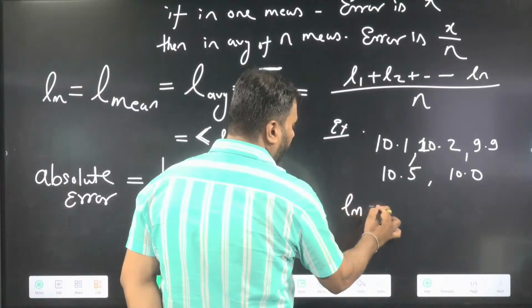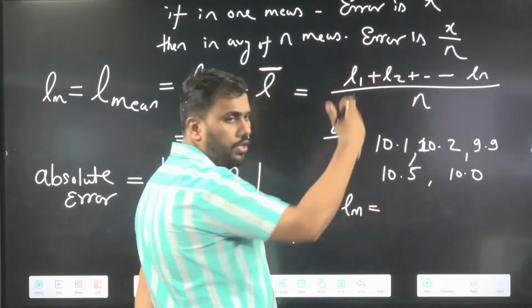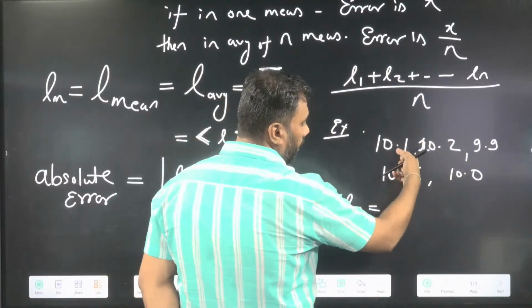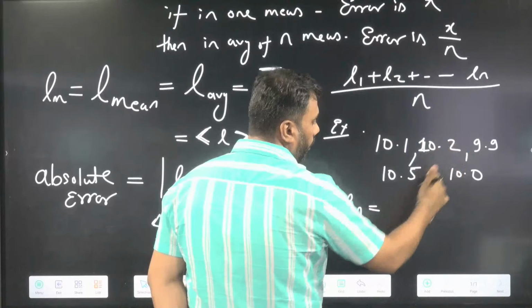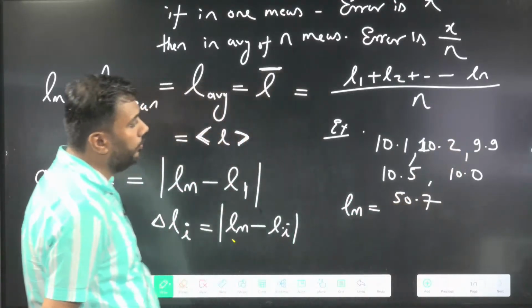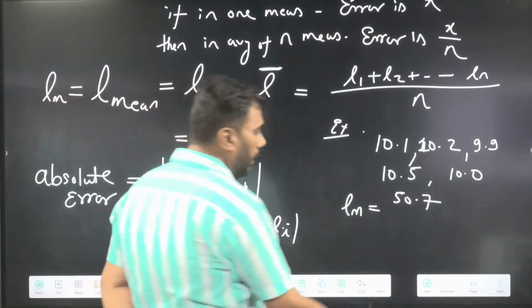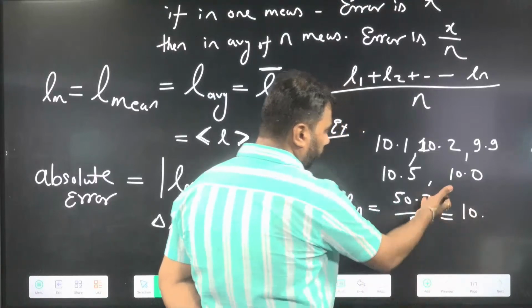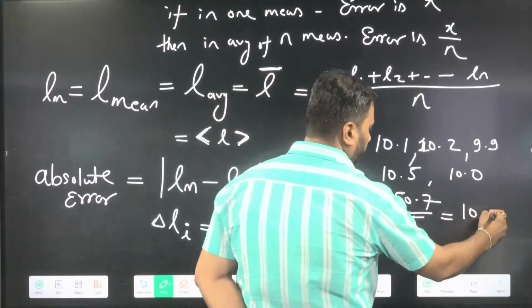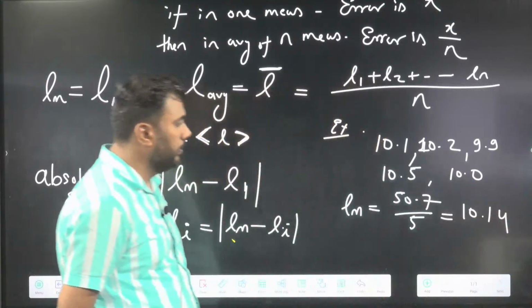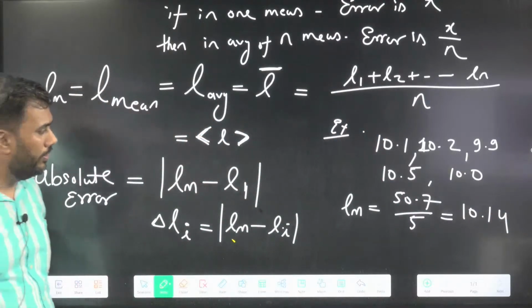Then the mean value of the length of the pen will be the addition of these divided by the total number of samples, that is 5. What will be the addition of these? It comes to 50.7. Addition of these is 50.7, divided by the total number of samples, 5. So divide this by 5. It will be around 10.14. It's something about 10.14.